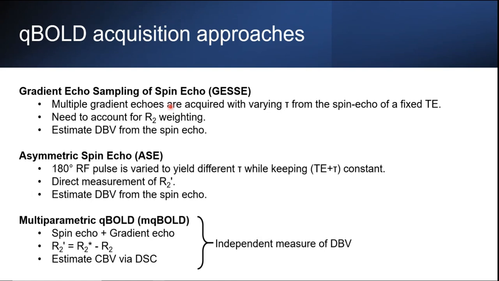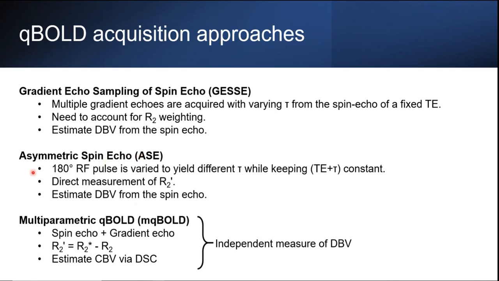What I've been using more recently, and it's not a recent technique, this goes back a long way, using the early days of fMRI, is an ASE. The ASE differs in that you keep the echo time constant, and we move the refocusing pulse around to alter our tau value. By doing that, we keep the R2 contrast constant, and we just manipulate the R2 prime directly. So it makes the analysis much simpler. And again, we can estimate DBV in theory from the spin echo.